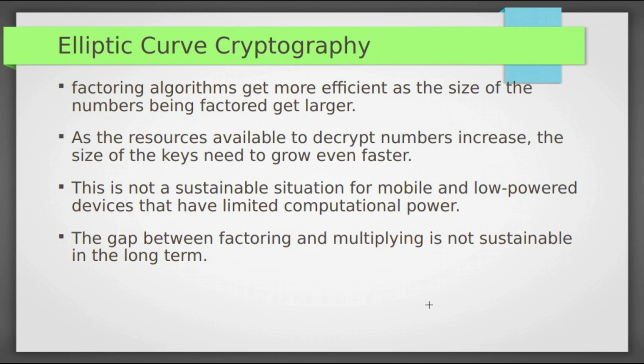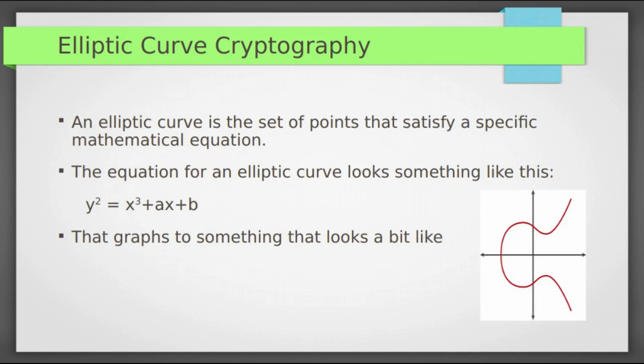If we observe here, elliptic curves require small key lengths when compared with non-elliptic curve asymmetric key algorithms. As the computational power increases, the size of the key needs to grow even faster. This is not suitable for low power devices like mobiles and embedded devices that have limited computational power. So, elliptic curve cryptography is the best alternative. Let us see theoretical concepts of elliptic curves.